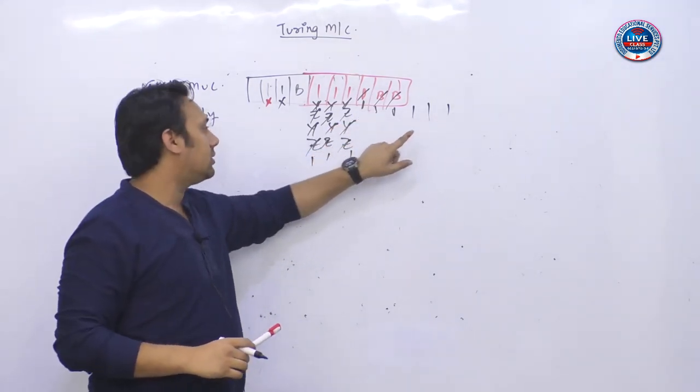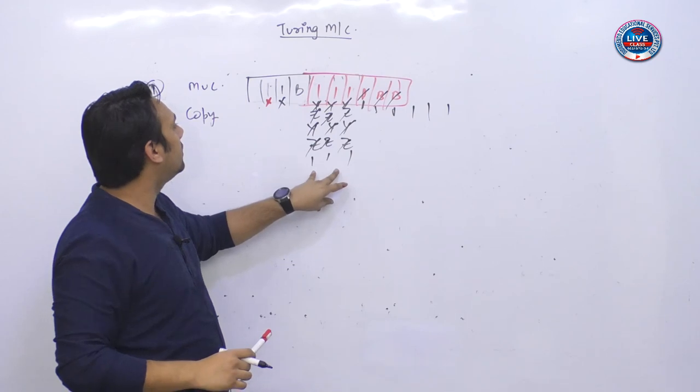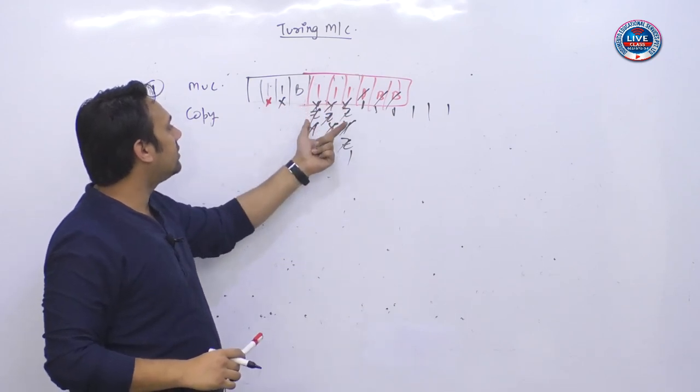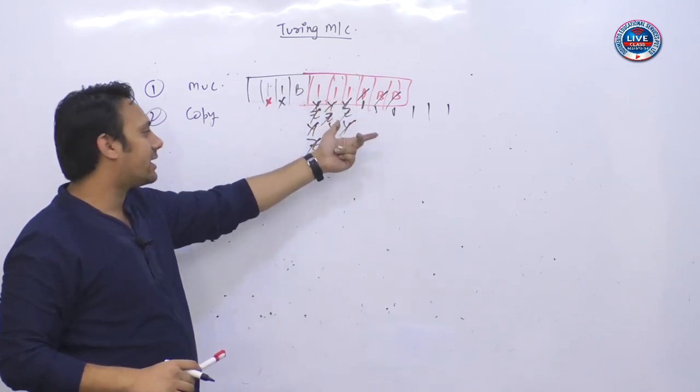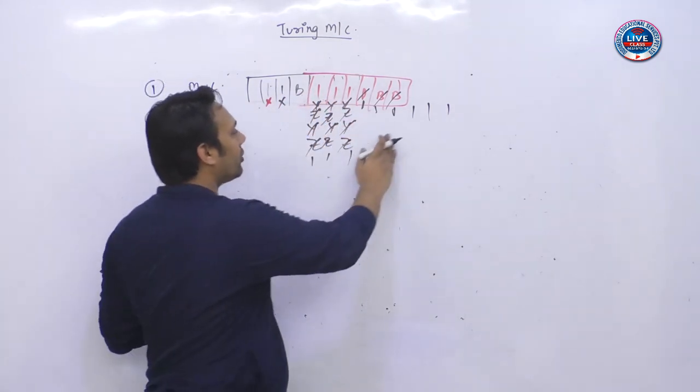1 2 3 4 5 6 7 8 9. Okay, sorry, 6. 2 multiplied by 3 is 6, right? Okay, so sorry, we have to make 2 copies. So I created basically 3 copies. We have to make 2 copies only.